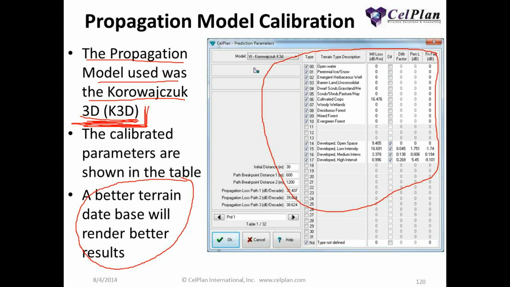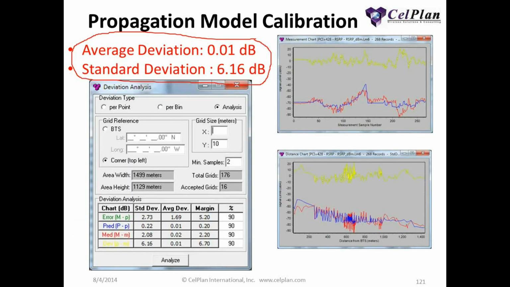Here we calculate the average deviation and the standard deviation for the measurements. So we predicted every single measurement point, and the average deviation was 0 dB, and the standard deviation was 6.16. With a better database, we probably will get less than 5 dB of standard deviation. And remember, we only used 230 points or so.